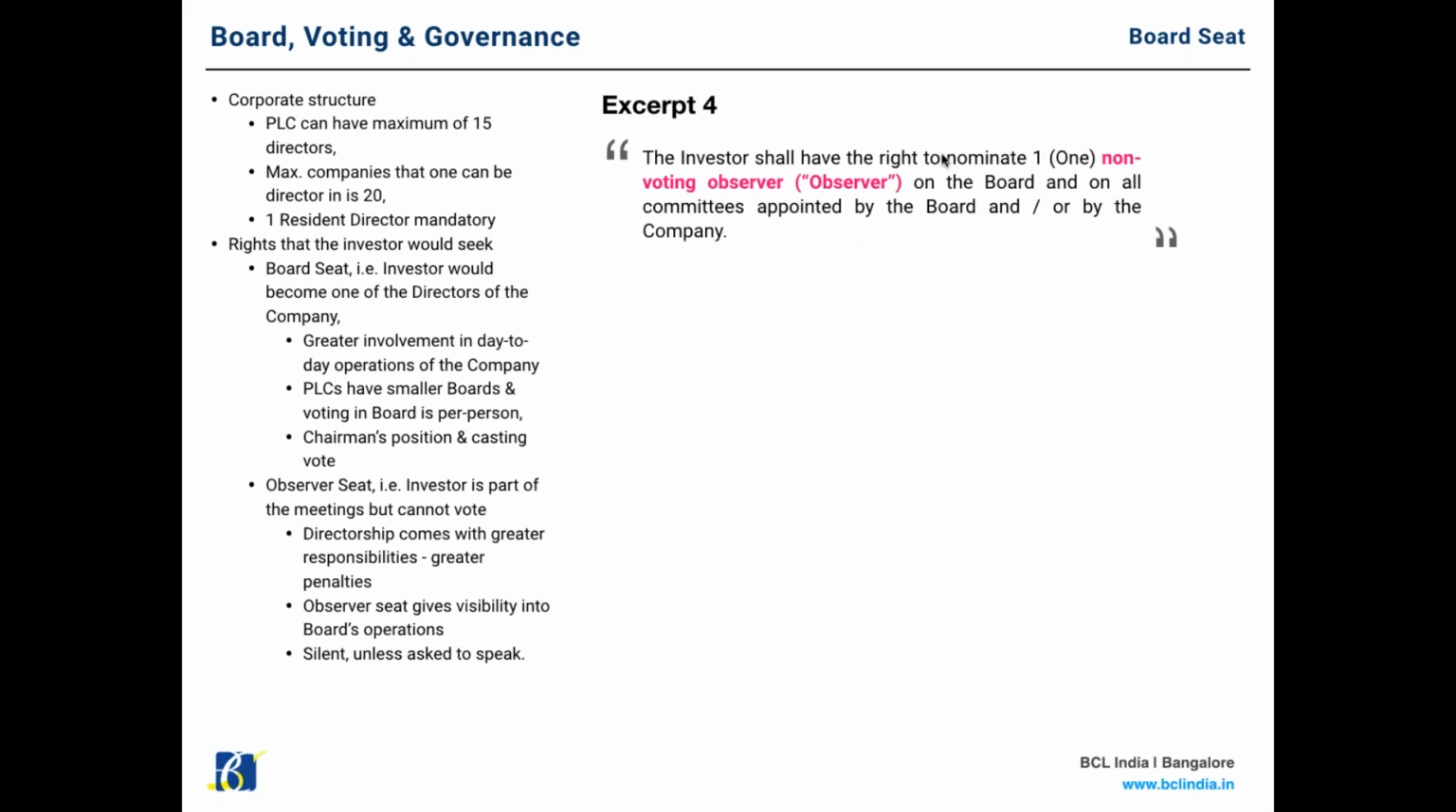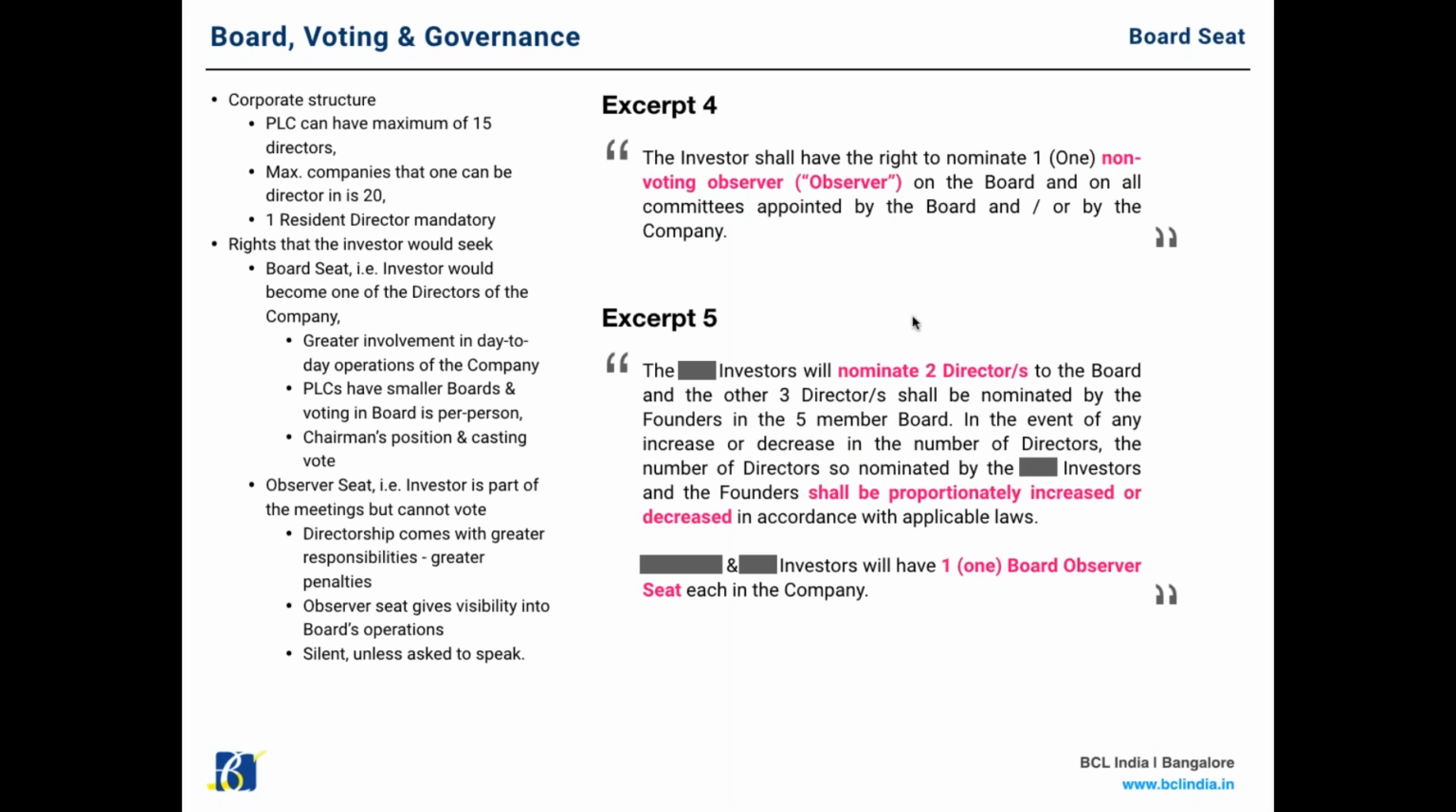This is again an excerpt from a term sheet where the investor has an observer right. The interesting thing about observers is they have to be silent unless they are asked to speak. So the observer does not by default have a voting right in the board meeting. The observer will have to stay silent unless he is asked to speak.